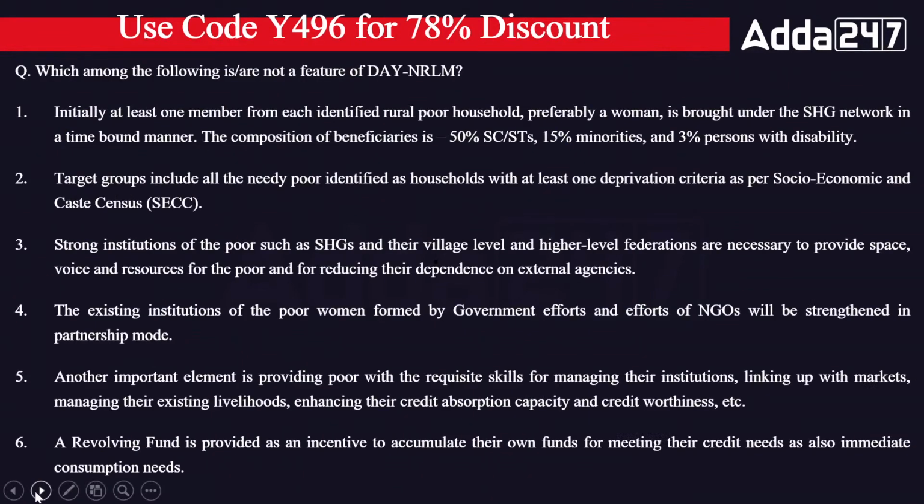Next, which among the following is not a feature of the DAY-NRLM scheme? DAY-NRLM stands for Deendayal Antyodaya Yojana - National Rural Livelihood Mission. It used to be known as Swarna Jayanti Gram Swarozgar Yojana. From that it was changed to Aajeevika NRLM, and from Aajeevika NRLM it was changed to DAY-NRLM. Okay, that is the National Rural Livelihood Mission.